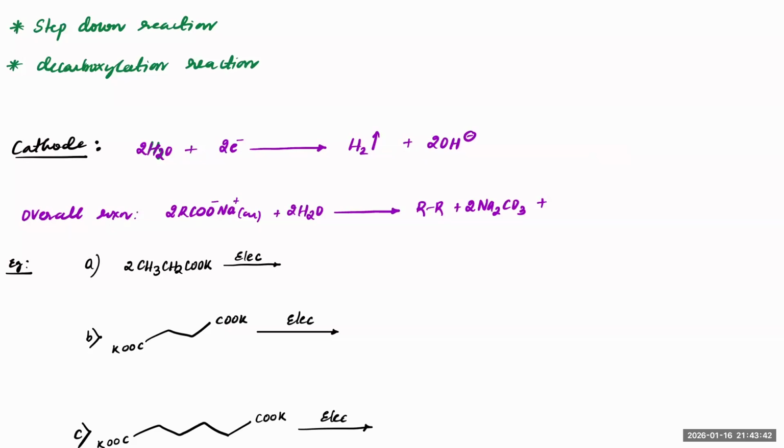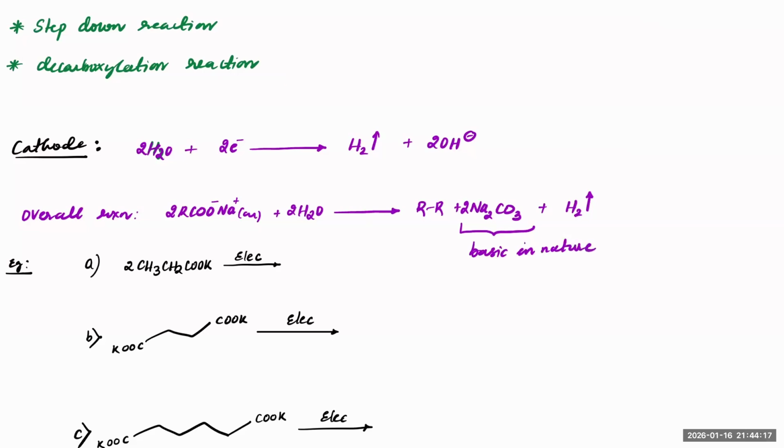Sorry, here you can see this as CO3 2 minus, and you already got 2 moles of OH minus. This OH minus will also have Na plus on it. So 2 moles of Na2CO3 is what you can put, plus H2 gas, 1 mole of H2 gas. Now notice Na2CO3 is basic in nature.